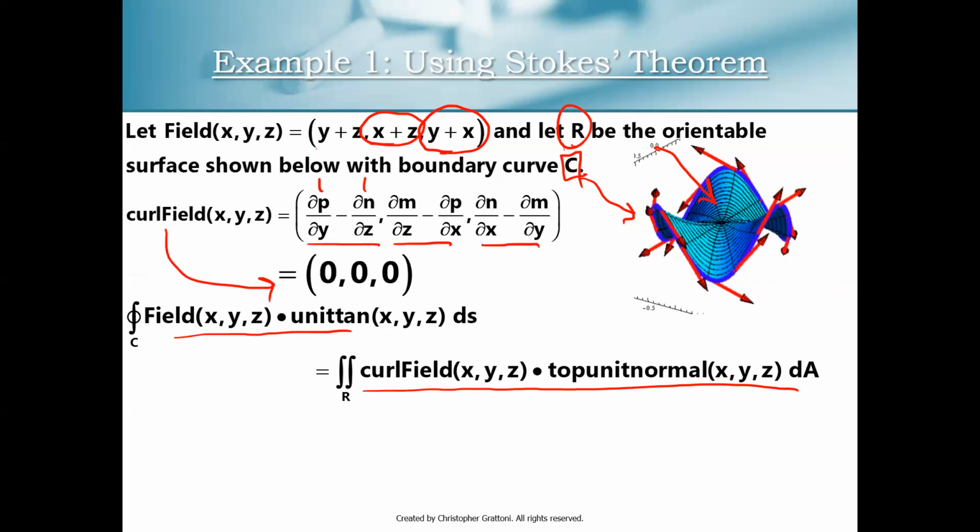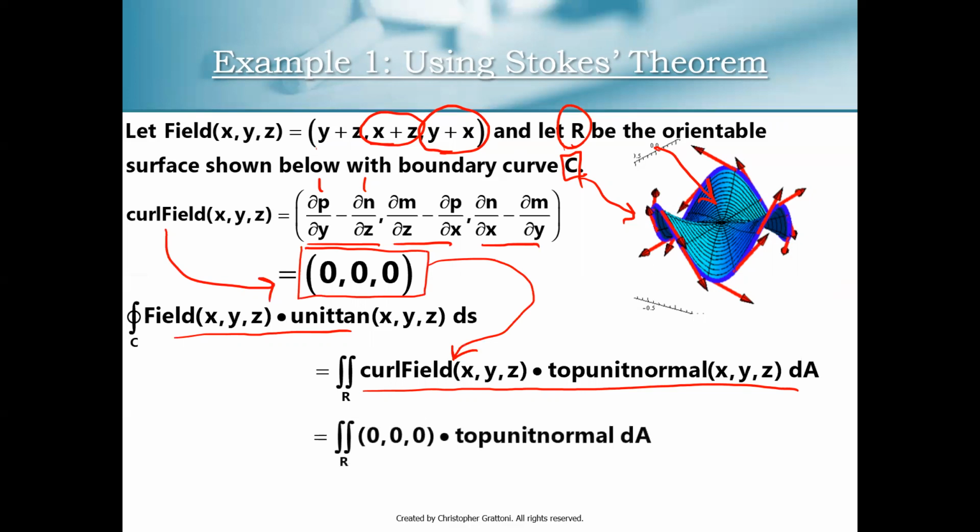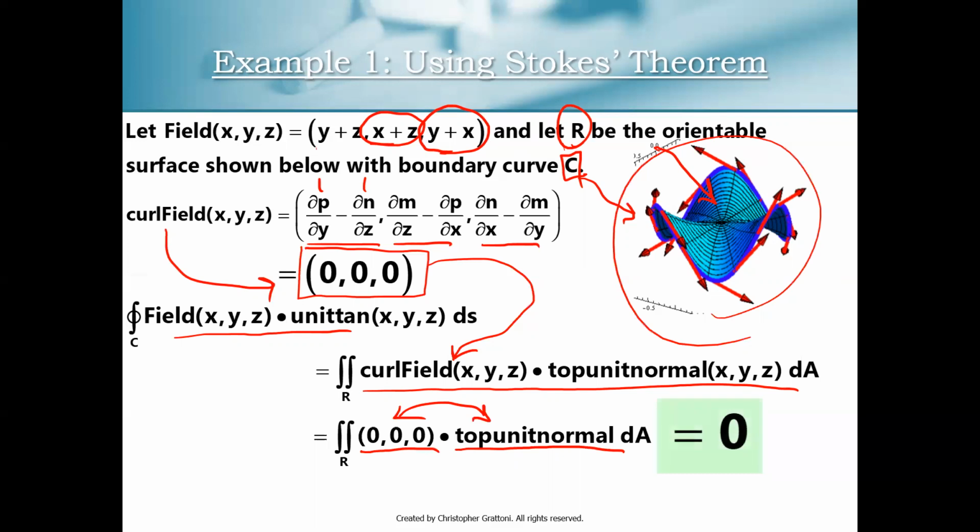All right, but wait a minute. The curl of our vector field is 0, 0, 0, so let's plug that in. Oh, and I haven't even really done any calculations yet. I don't even know a parameterization for my surface R or for my curve C, but it doesn't seem to really matter, because 0, 0, 0 dotted with any top unit normal that I could possibly compute is going to come out to 0. And I know that my surface integral of 0 is going to equal 0.